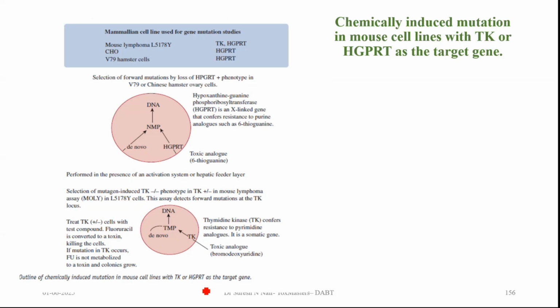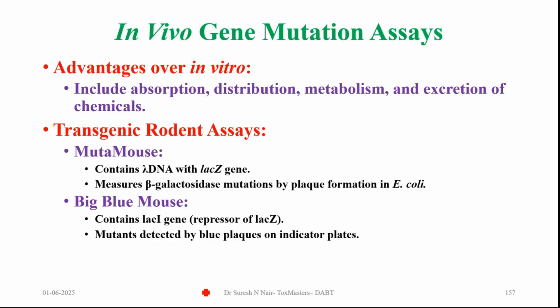Okay, so this is the pictorial representation of the previous slides. Now, the in vivo gene mutation assay involves advantages over the in vitro and the transgenic rodent assays. The two important transgenic rodent assays are the Muta Mouse and Big Blue mouse. Muta Mouse contains a lambda DNA with a LacZ gene, whereas the Big Blue will contain a LacI gene, which is the repressor of the LacZ gene. So they have the activatory and the inhibitory indicator systems.